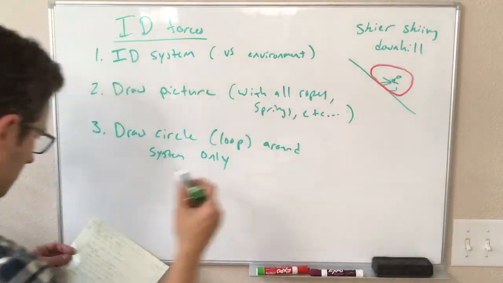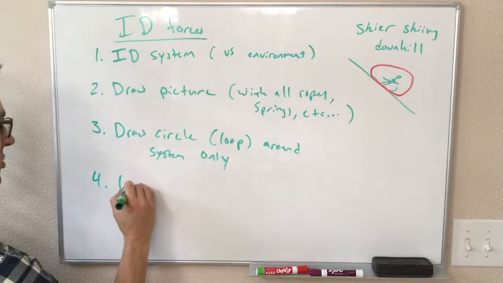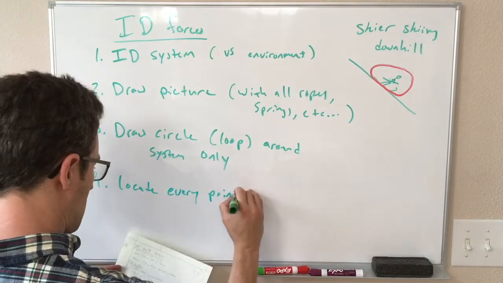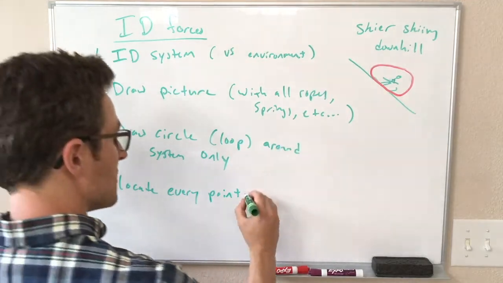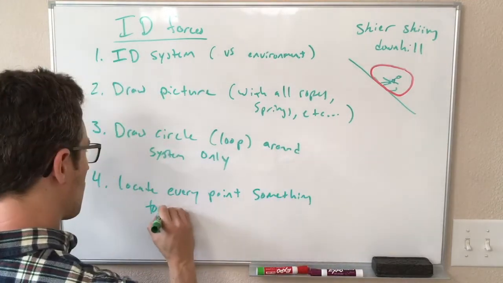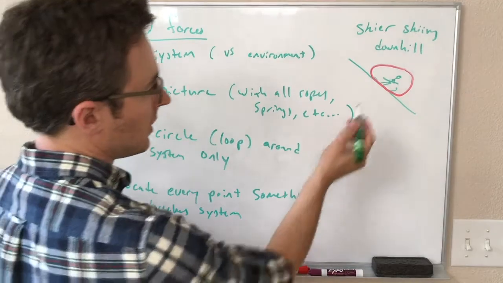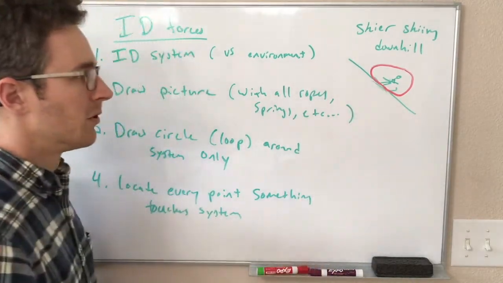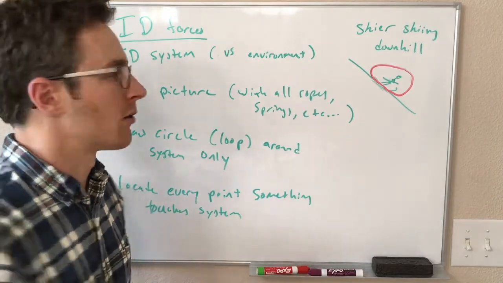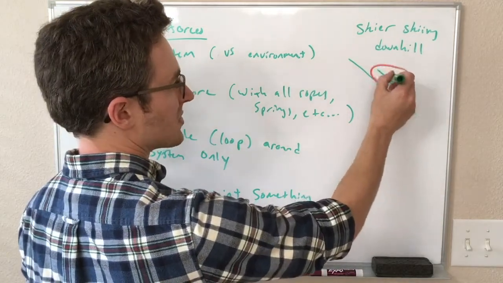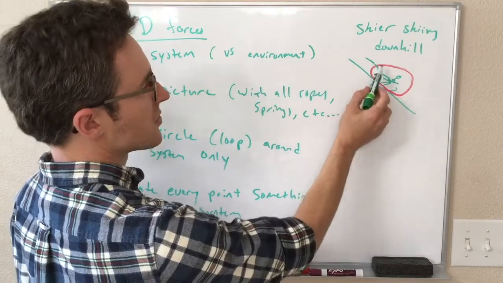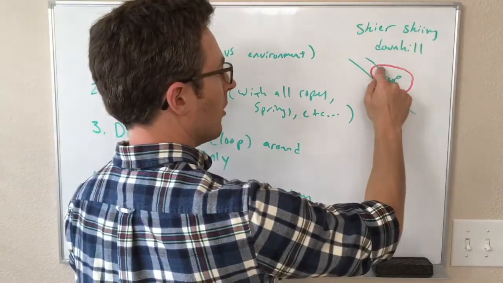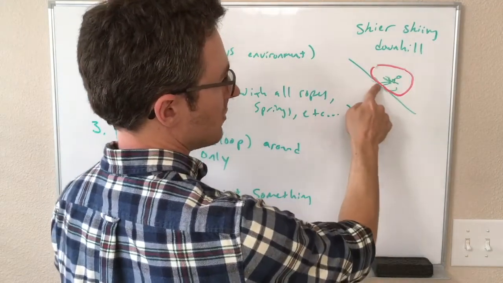Step 4 is to locate every point where something touches the system. So in this case, there's only one place things touch the system, and that is at the bottom right there. If the skier had a rope, like they were pulling a rope behind them or something, then we'd say, oh, this rope is also touching our system over there, and so we need to include that. But for now, as it was, it's just this point down here.